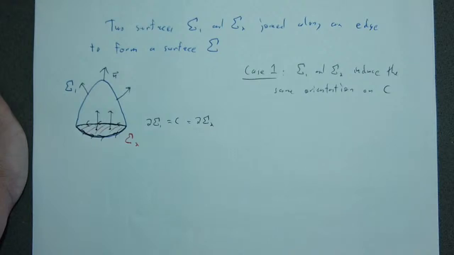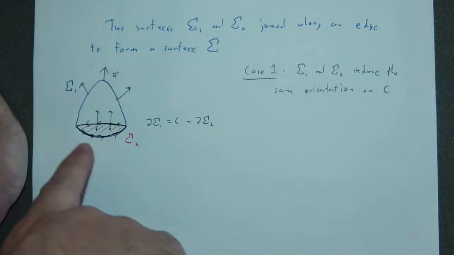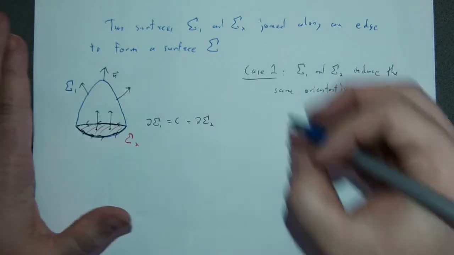Right? That would do it. So if these are the two orientations on sigma 1 and sigma 2 respectively, they would induce the same orientation on the boundary curve C. But then what does Stokes' theorem tell you?